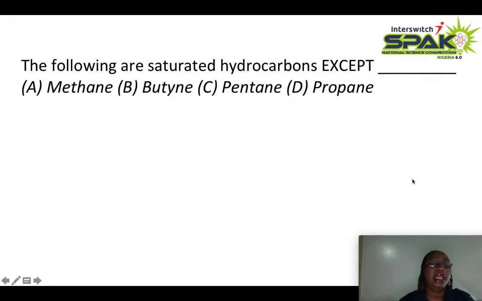The following are saturated hydrocarbons, except: we have mentioned saturated and unsaturated, so which one is saturated and which one is not? Let's see which one is not saturated.